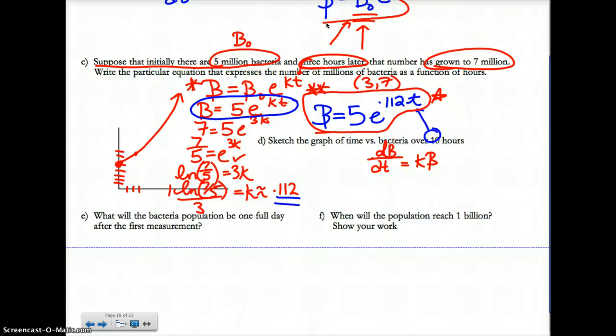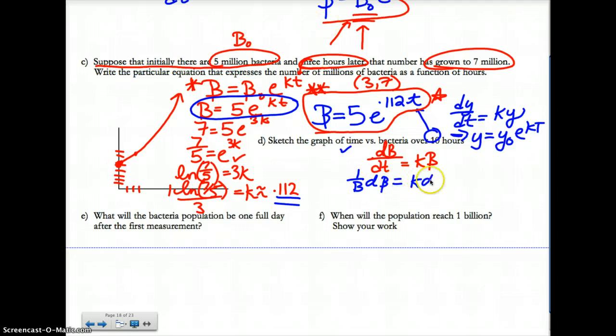If you forget the formula that dy/dt is proportional to y, and if you forget that that means that y is equal to the amount you start with, e to the kt, well, here's how it would fall out naturally, even if you forgot. You already know how to separate variables. So I'd say 1 over b db is equal to k dt.